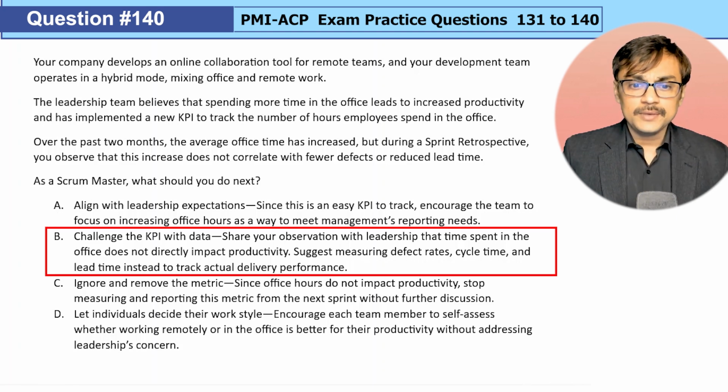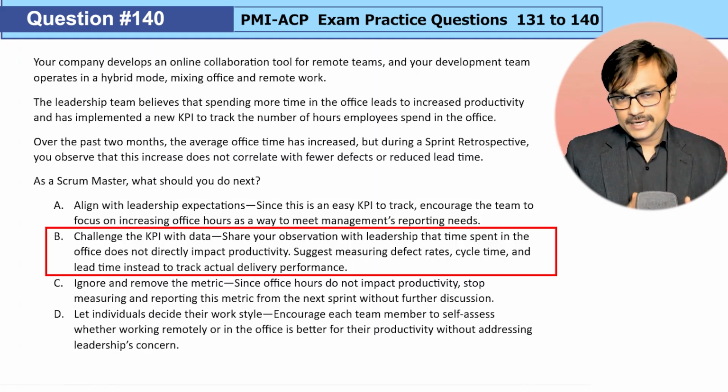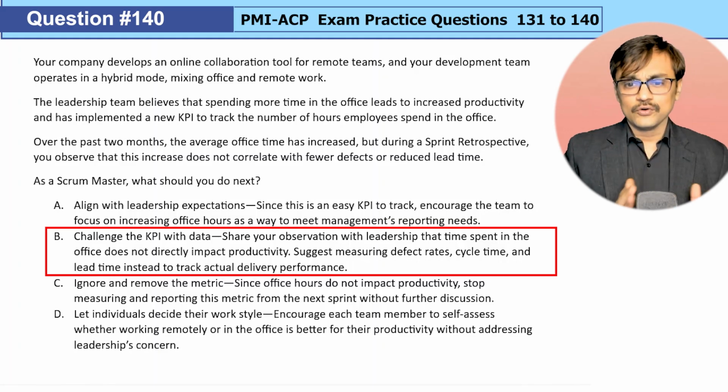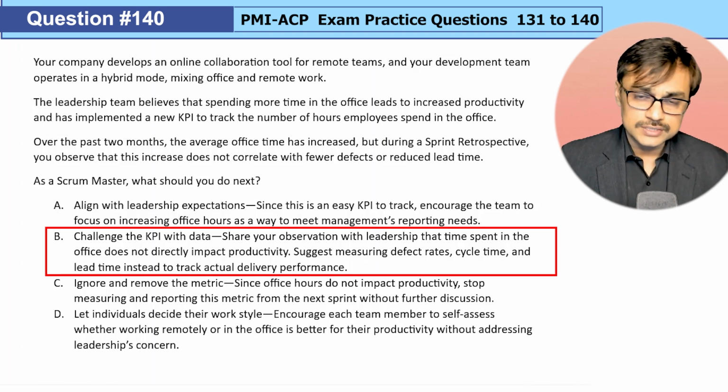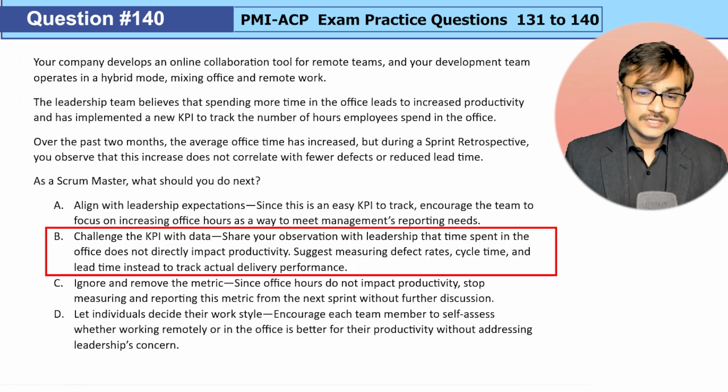Option B: challenge the KPI with data. Good. Share your observation with leadership that time spent in the office does not directly impact productivity. Suggest measuring defect rate, cycle time, and lead time instead to track the actual delivery performance. So I will prepare data and go and say that we had better focus on lead time, cycle time, and defect rate in place of tracking the number of hours people are spending in the office. I'm making a case for these metrics rather than continuing to count the number of hours in the office. It looks good. I need to reflect that.